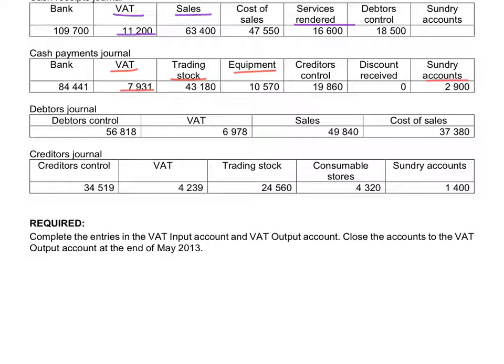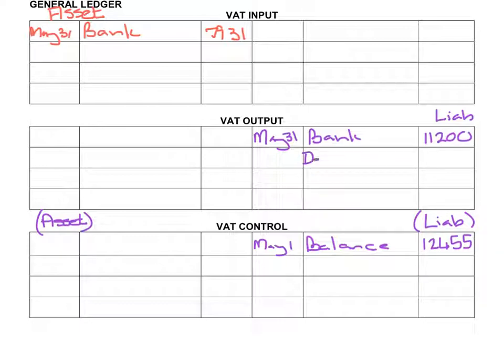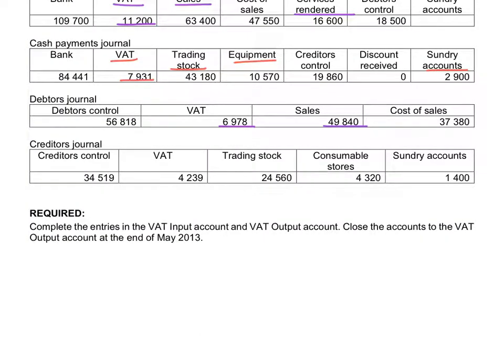In the debtors journal, the VAT column indicates that money was collected on behalf of SARS on credit sales. This money will be paid to SARS in the future, so it is a liability, and VAT output is credited, indicating that this double entry appeared in the debtors control account on the debit side 6978. Increasing the liability.